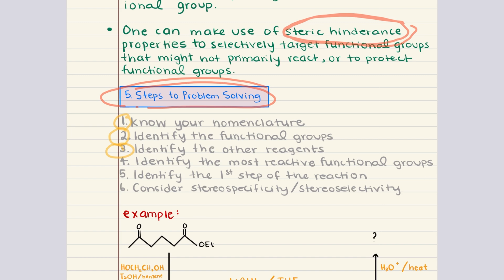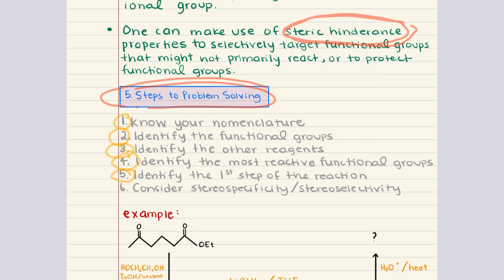Next, we analyze the reagents to understand their function. Are they oxidizing agents, reducing agents, nucleophiles, or electrophiles? By knowing what each reagent does, we can anticipate how it will interact with the molecule. From there, we identify the most reactive functional group in the given conditions. As we discussed earlier, the most oxidized functional group often serves as the most reactive site, particularly in redox reactions and nucleophilic reactions.